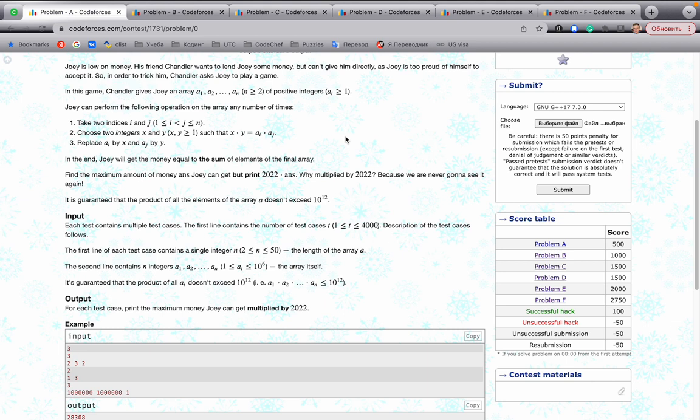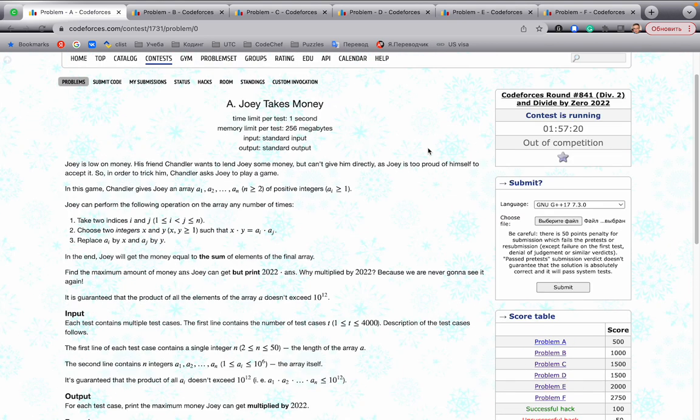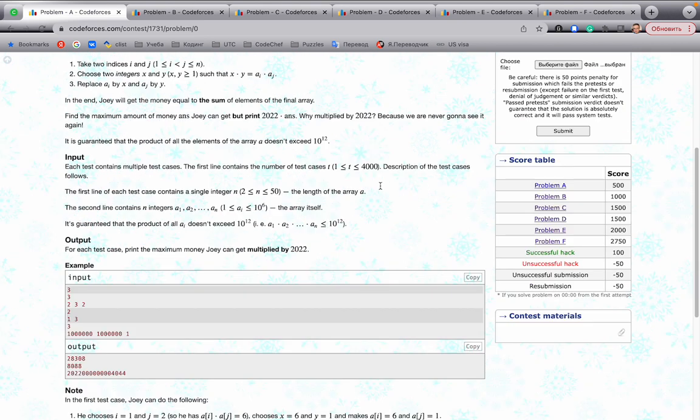And for many numbers, we can just apply this transformation with the first number and all of the other numbers one by one. So in the end, we will get just the product of everything as one number and n minus 1 times number 1. So we have to calculate the product, add n minus 1 to that, and for some reason print 2022 times that.